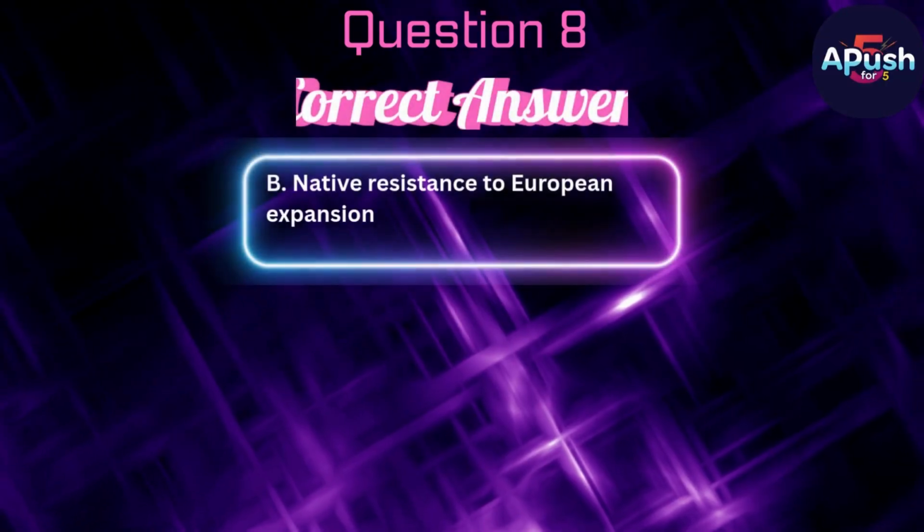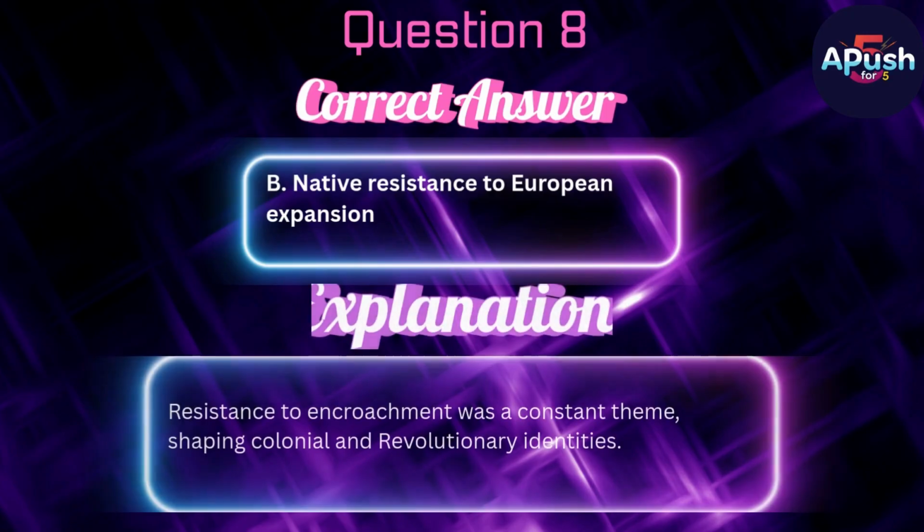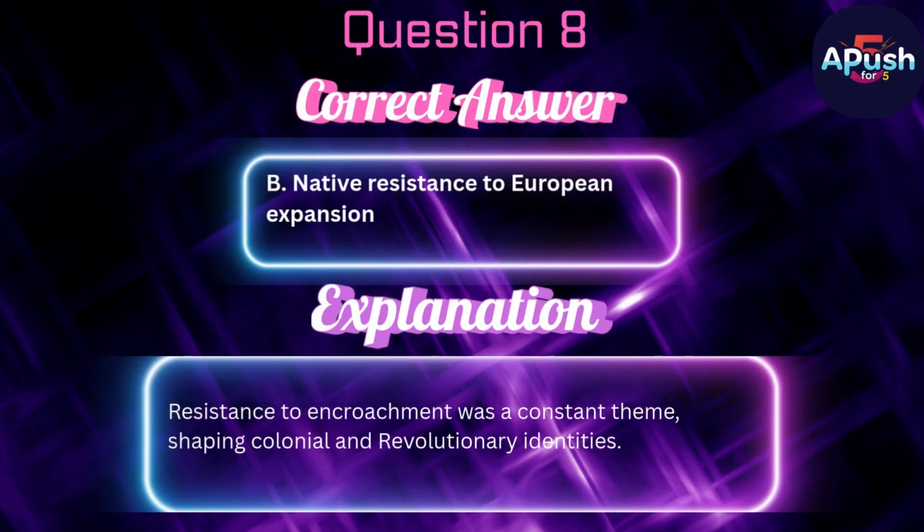The correct answer is B. Native resistance to European expansion. Resistance to encroachment was a constant theme, shaping colonial and revolutionary identities.